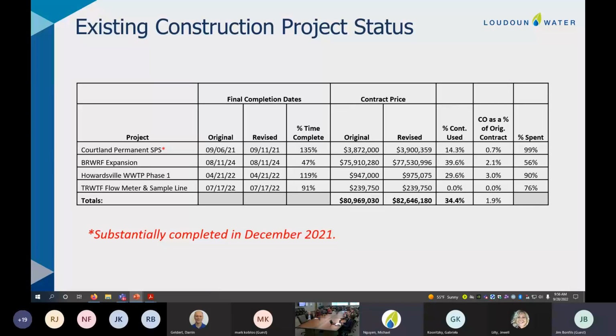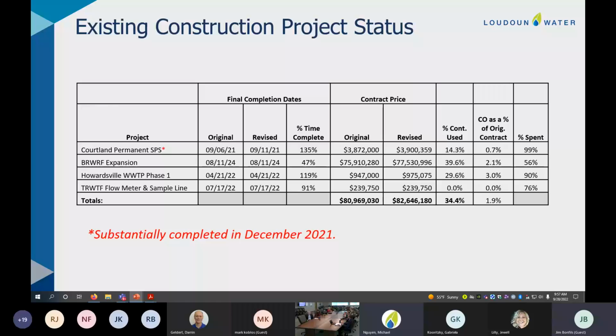It almost reached the substantially complete milestone during the second quarter. It did hit that milestone in the third quarter. And then the Trap Rock Flow Meter project and sample line just continued with construction activities through the second quarter. Do you have any questions on any of the information presented or about any of the specific projects?